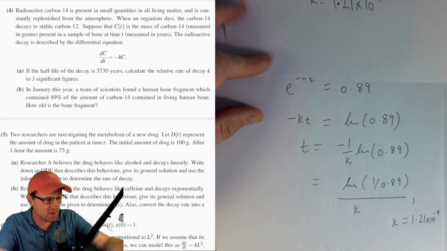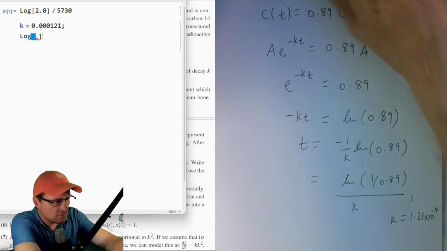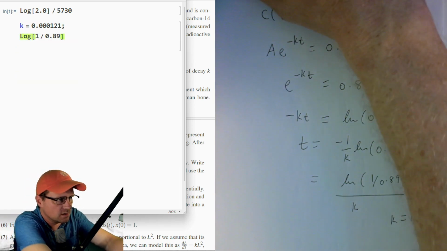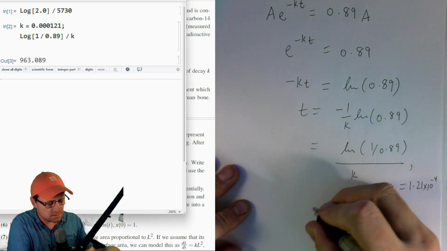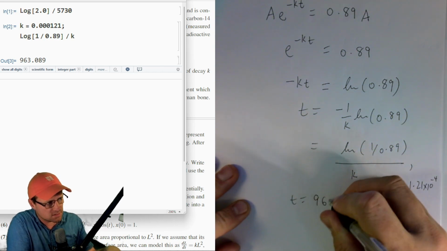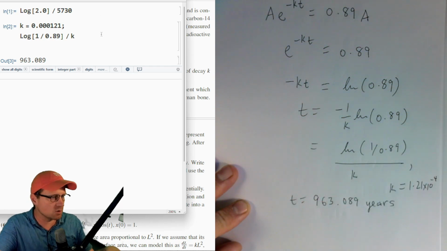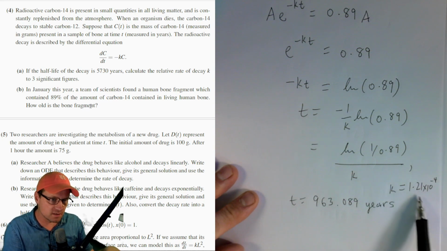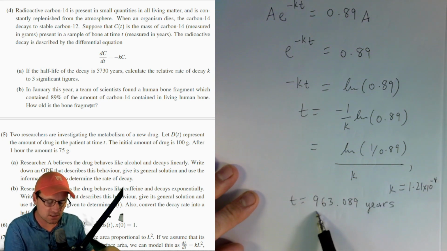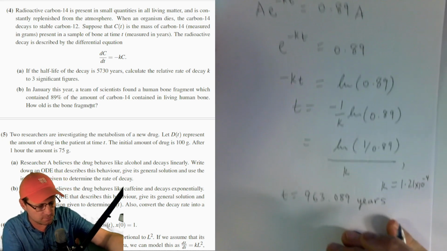Okay, so back to Mathematica here. There's our k value. Let's just enter that into memory. And then we want to take the natural log of 1 over 0.89 and then divide that result by k. So what we get then is that T is 963.089 years. Okay, so let's go back to our question. How old is the bone fragment? Given that this is given to 3 significant figures, the convention is to write this to 3 significant figures also. But again, it's just a convention.